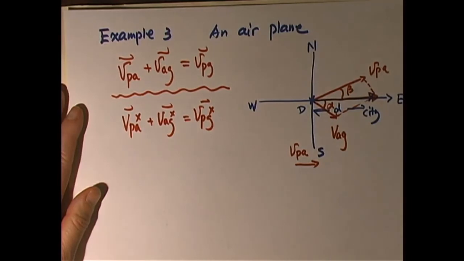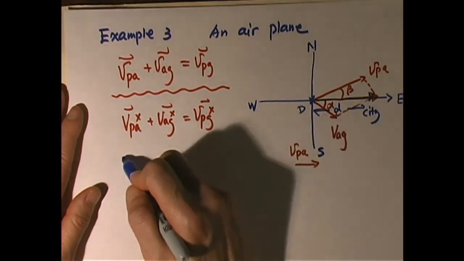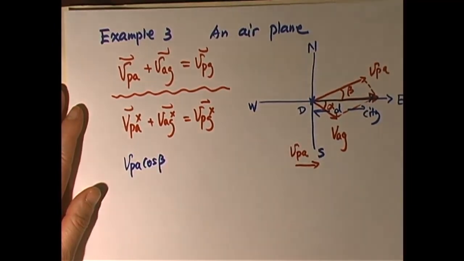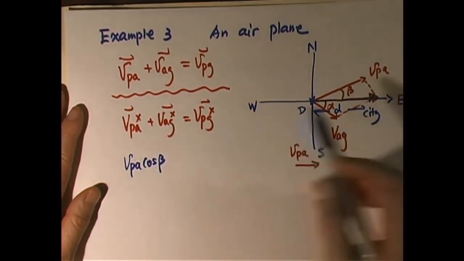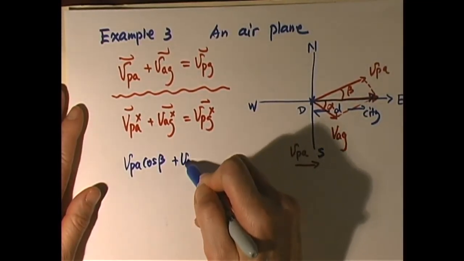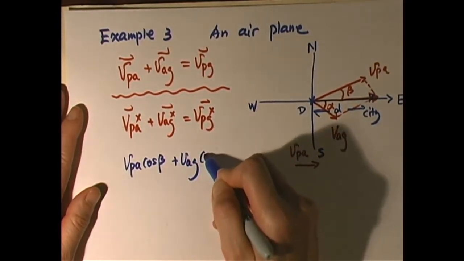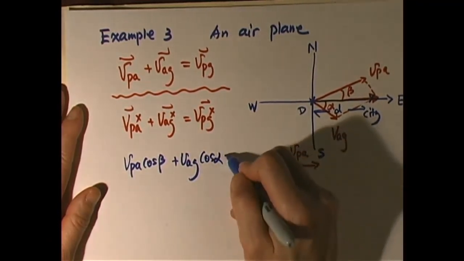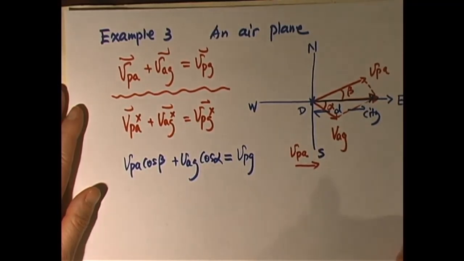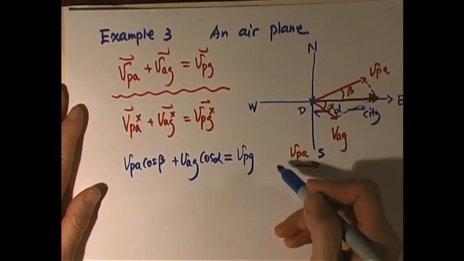Okay, so let's take a look. Plane to the air x is obviously towards east, but it has to be times cosine beta. So v plane to the air cosine beta, that is the x component. And v air to the ground x is also east. So v air to the ground times cosine of alpha. That gives us v plane to the ground. And plane to the ground only has an x component.